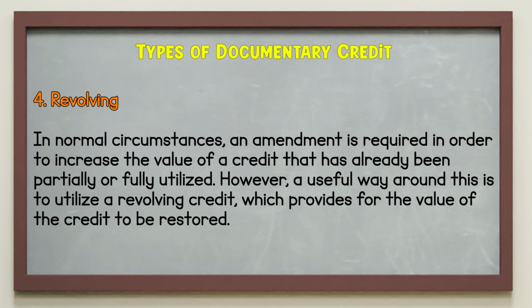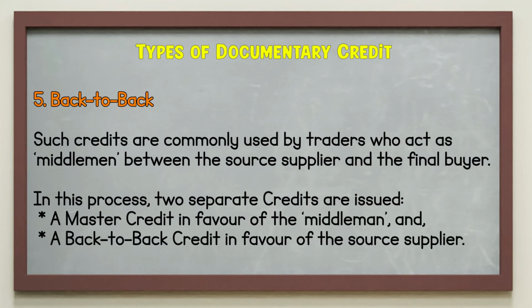Number 4, revolving. In normal circumstances, an amendment is required in order to increase the value of a credit that has already been partially or fully utilized. However, a useful way around this is to utilize a revolving credit, which provides for the value of the credit to be restored. Number 5, back-to-back documentary credit.